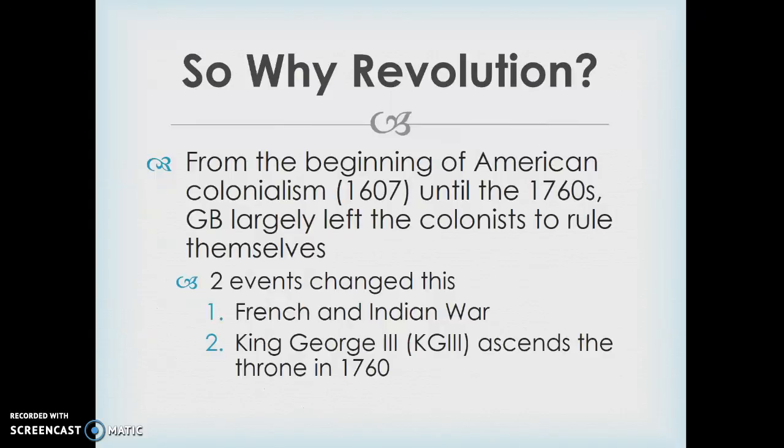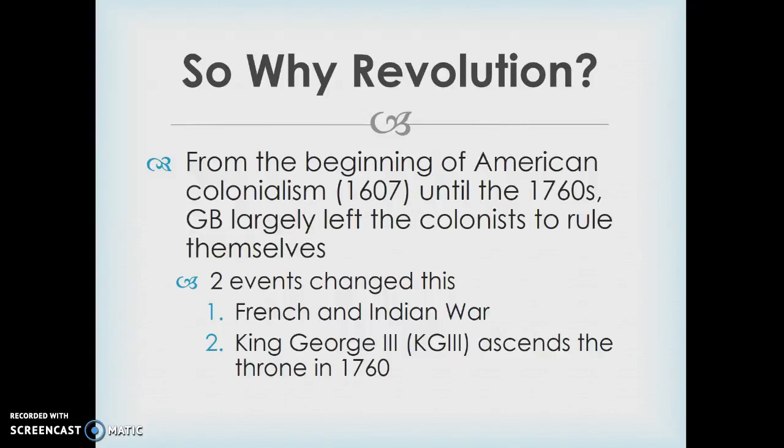So if they already have that system of government, why did they revolt? Well, from the beginning of colonialism in the 1600s up until the 1760s, Great Britain had largely left the colonists to self-rule. 2 events changed that, though. That was the French and Indian War, or the 7 Years' War, and King George III's ascension to the throne in the 1760s. The French and Indian War, you'll remember from U.S. history, put the colonies and Great Britain into a lot of debt.